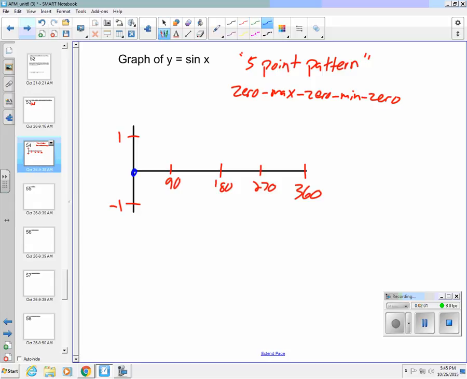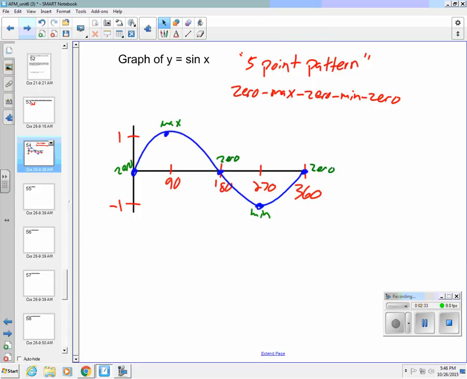So starting at 0, mark off 0, max at 90, 0 at 180, min at 270, and then back to 0 at 360. And that creates our sine curve. So that's the pattern it follows: 0, max, 0, min, and 0. As we add transformations, we'll move the graph, shift up, down, left, right, reflect over the x-axis, but for a sine function, we'll follow the same pattern, then transform it based on what's in the equation.